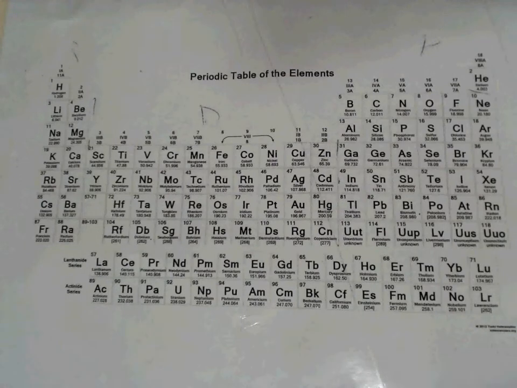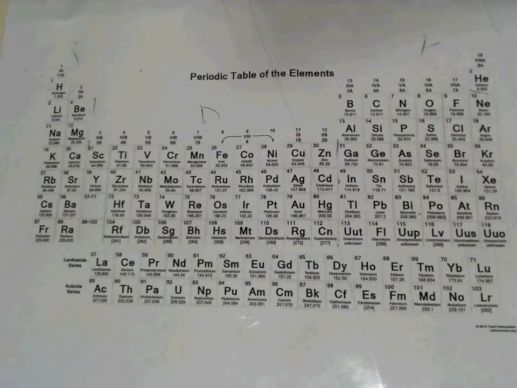Hi, welcome to the video for question 15, 16, and 17. So I'm not going to do these on paper, but I will do these with the periodic table. So 15 asks, write the electron configuration, noble gas configuration, and orbital notation for the following elements.